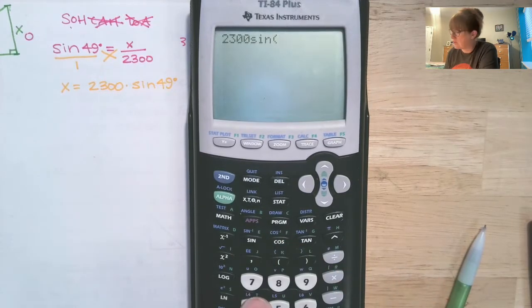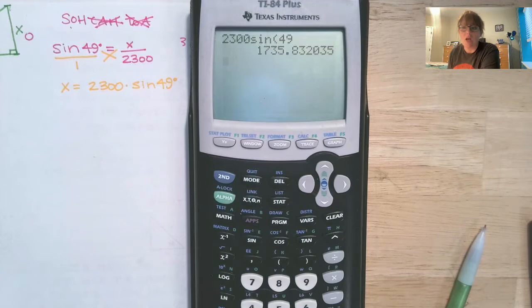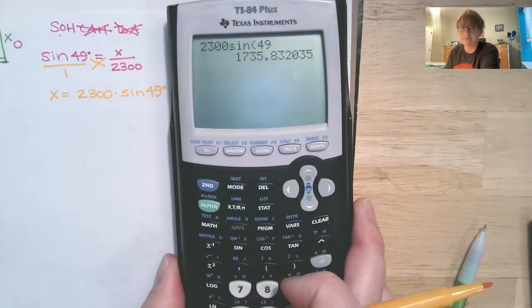Sine, and then we're going to do 49 degrees. We don't need the degree symbol because we already are in degree mode. Okay, so then we push enter, and this is our answer. We wanted to round to the nearest 10th.